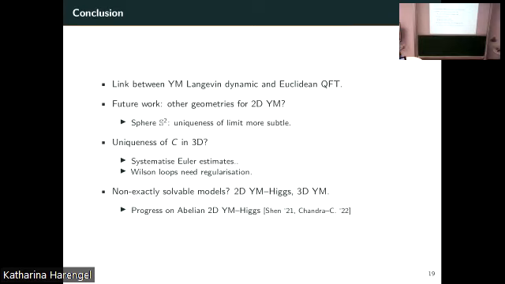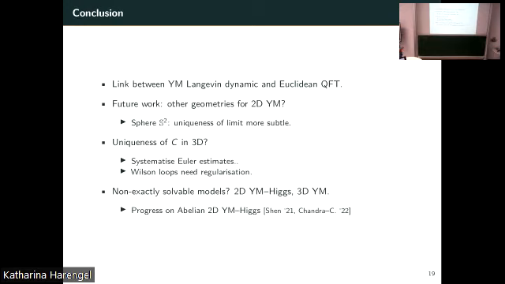Okay, just to conclude, our goal in this work was to give the first link between the Yang-Mills Langevin dynamic and the associated Euclidean QFT, and as pointers for what one might be interested in doing in the future. I think the next thing to do is to understand what happens for other geometries. For example, for the sphere, this question of uniqueness of the limit is much more subtle. We have uniqueness on T^2, but there were very different strategies for abelian and semi-simple, and the abelian case wouldn't work on the sphere. So the question of uniqueness is much more interesting, I think.